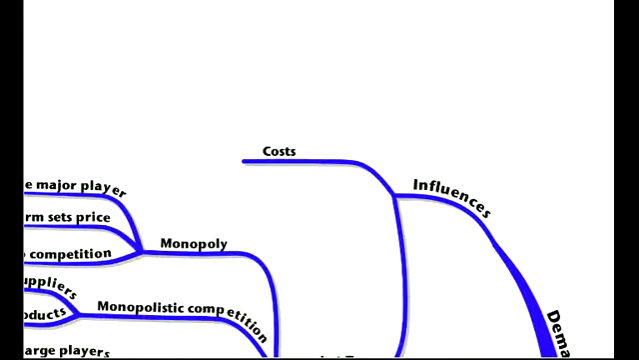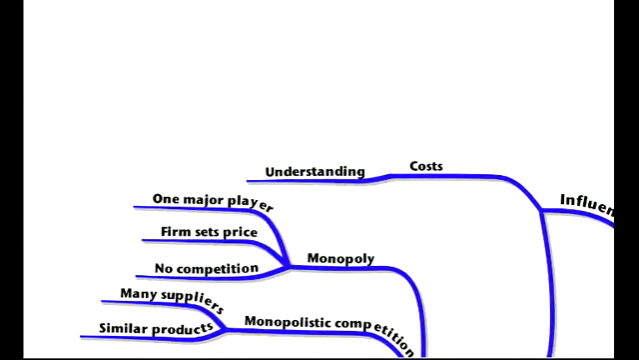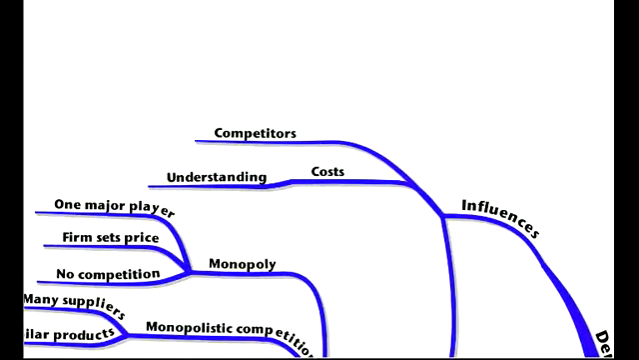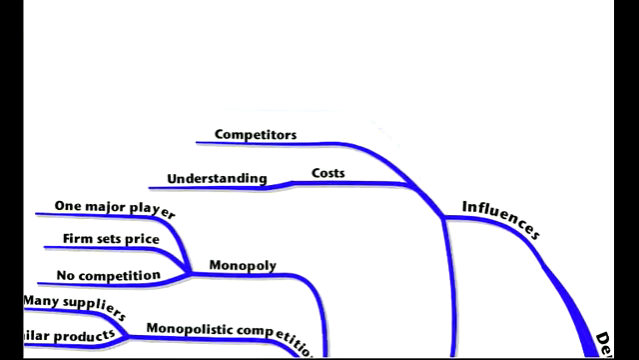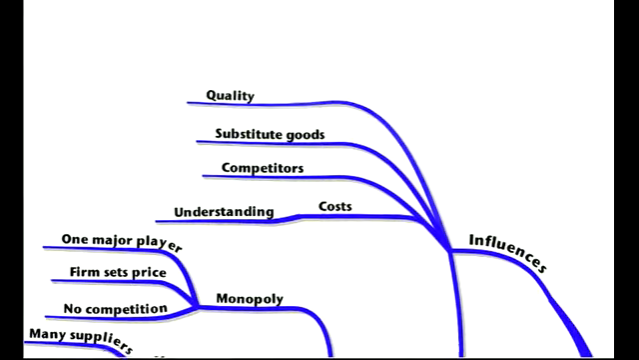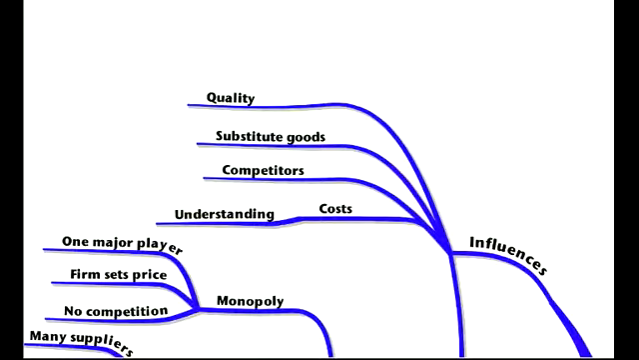Okay, other influences will be the costs, and that's why the business needs to have a good understanding of their costs. Competitors, you need to understand your competitors because that will influence demand for your product. Substitute goods, if consumers can easily substitute your good for someone else's, well then it may be that your demand could be less than you expected. Also quality, you need to decide, do the consumers want quality from your good?